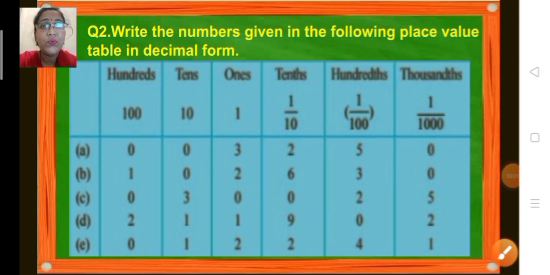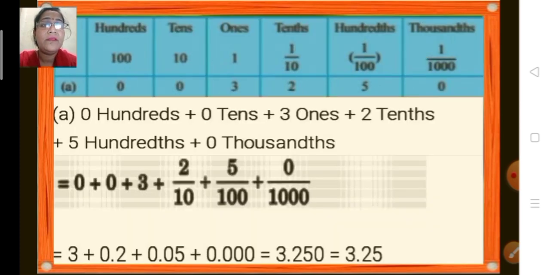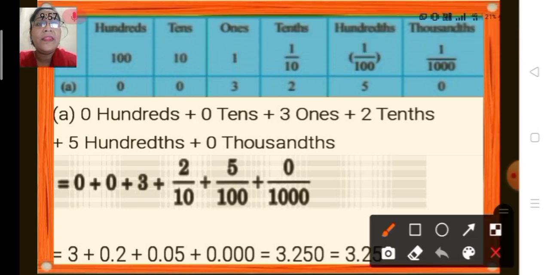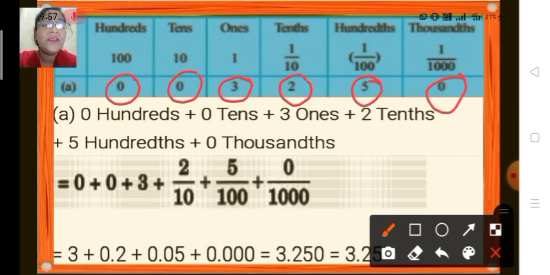Next is number 2. Write the numbers given in the following place value table in decimal form. Children, here we are given a place value table and we need to write the number in decimal form. Let us solve each sum one by one. Here, first sub question A: below the hundreds column 0, below tens column 0, below ones column 3, below tenths column 2, below hundredths column 5 and below thousandths column 0.